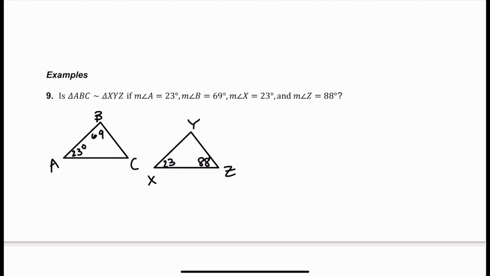So we're going to say, is ABC similar to XYZ? So if I take 180 degrees and I minus 69 and 23, I get 88 degrees here. And so that shows me that two angles are congruent. And so, yes, these triangles have to be similar by angle-angle similarity.